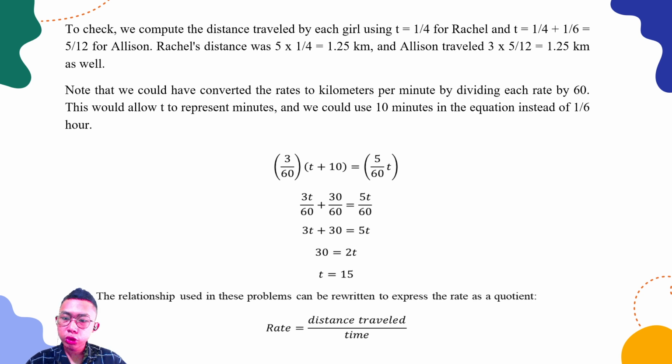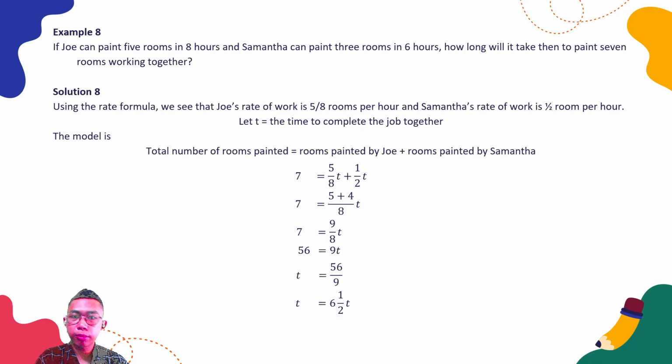The relationship used in this problem can be written as the rate equation: rate is distance traveled per time. Example 8. The question is, if Joe can paint 5 rooms in 8 hours, and Samantha can paint 3 rooms in 6 hours, how long will it take them to paint 7 rooms working together?